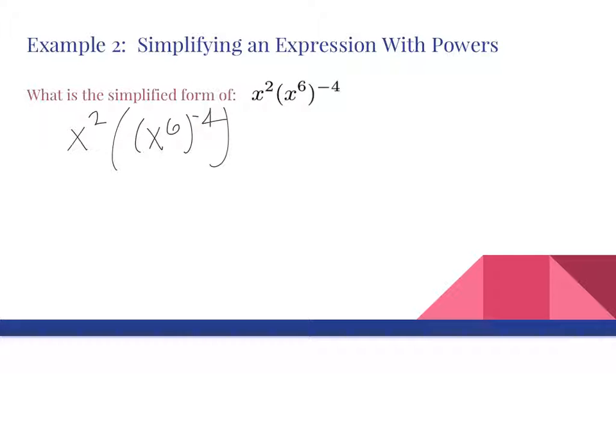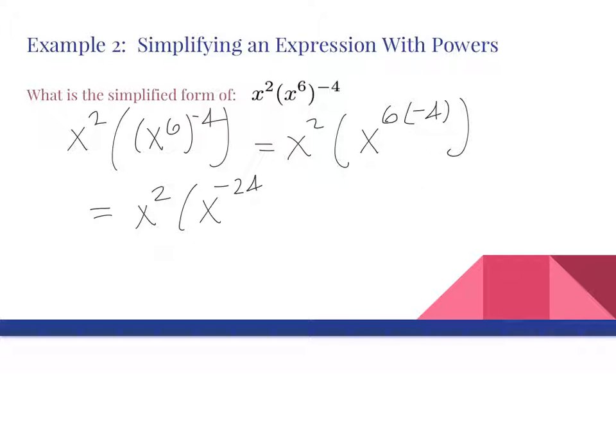If we just look inside the largest parentheses, what we have is an exponent 6 on the inside and an exponent -4 on the outside. So using our formula, we have x to the 6th times -4. 6 times -4 is -24. So I have x squared times x to the -24.